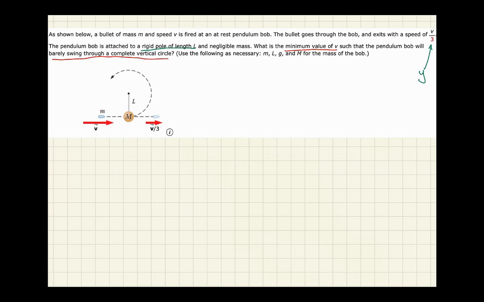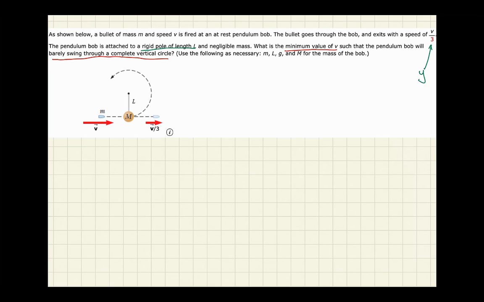What this means is that we're going to assume that at the top of the circle the velocity is effectively zero. Barely makes it over the circle would imply that the velocity is just infinitesimally greater than zero. So let's just set it at zero. We are allowed to use the mass of the bullet, the length of the bar, g, and the large mass in our answer as well.